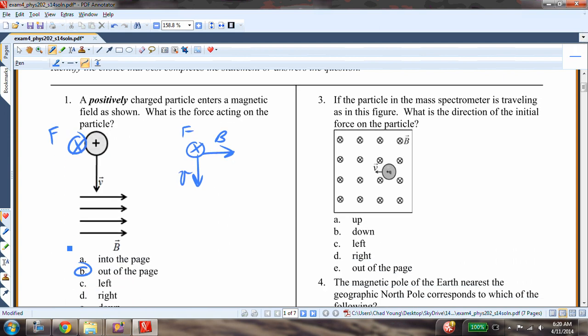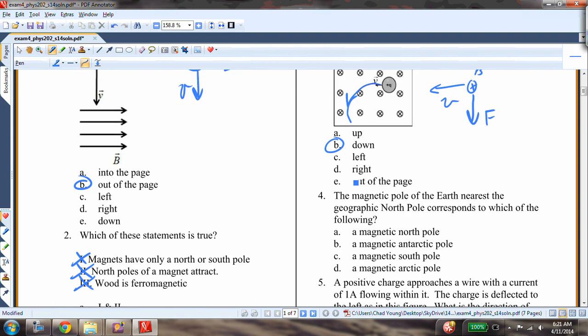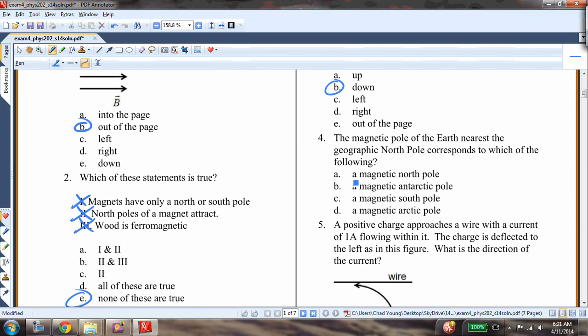Mass spectrometer looks like this. What is the direction of the initial force on a particle? All right, well, this is similar to what we had before, but here I have a velocity in this direction. My magnetic field is in that direction, and so the force is down. So this particle is going to follow a path that looks like this. Magnetic pole of the Earth nearest the geographic North Pole corresponds to the magnetic southern pole.